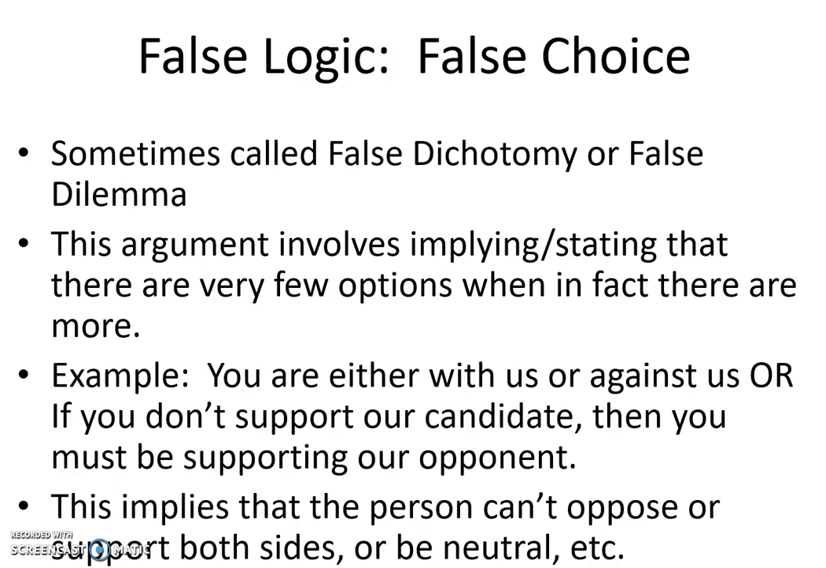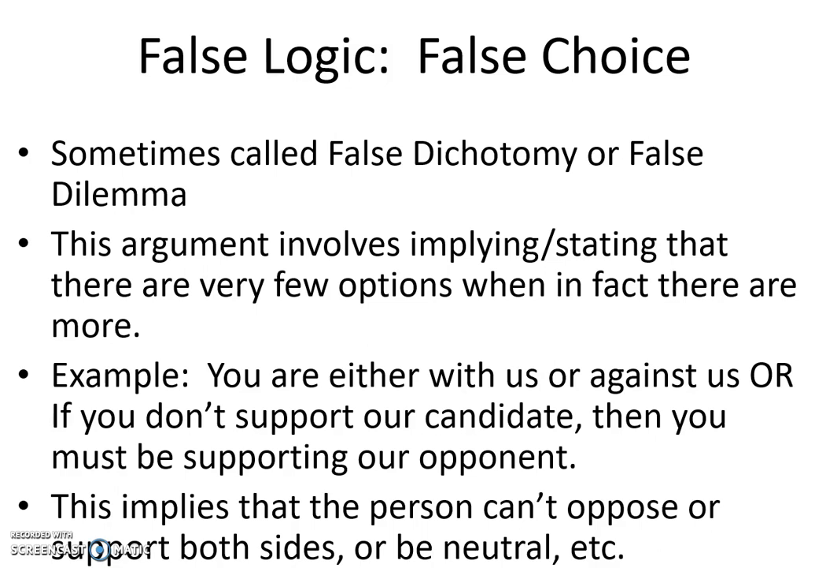The next one is called a false choice. Now you will sometimes hear this one called a false dichotomy or a false dilemma. In this type of logical fallacy, we're told that we have to choose between very few options when in fact there are more. Traditionally, you would be given two choices. You're with us or against us. If you don't like our idea, you must think everything's perfectly fine the way that it is.